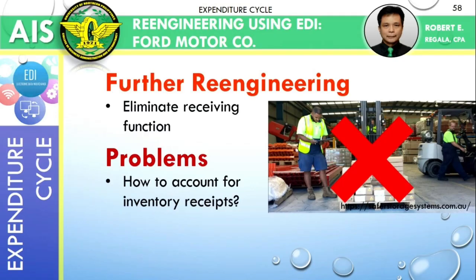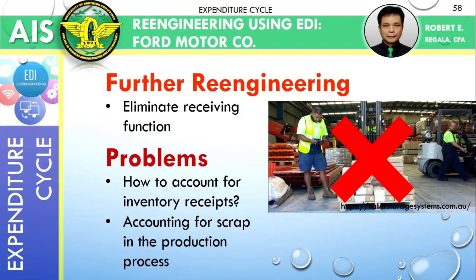An additional problem to deal with is accounting for scrap in the production process. Since scrap does not end up in finished production, it will not be counted, and vendors will not be paid for materials that were scrapped. Separate accounting procedures need to be implemented to record and monitor scrap.